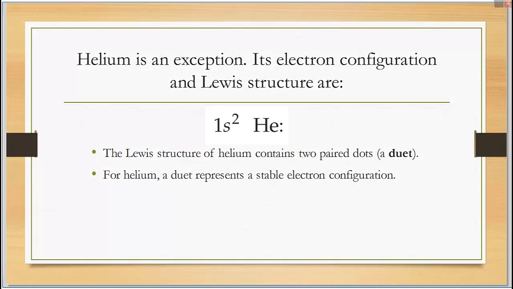Helium is an exception. Its Lewis structure is this. The electrons are already paired up. The Lewis structure of helium contains 2 paired dots, or a duet. For helium, a duet represents a stable electron configuration because that's all it has. The s orbital only has 1 orbital, so unlike the s and p, you'd only have 1 side of it. And that's how you represent the valence electrons as dots.